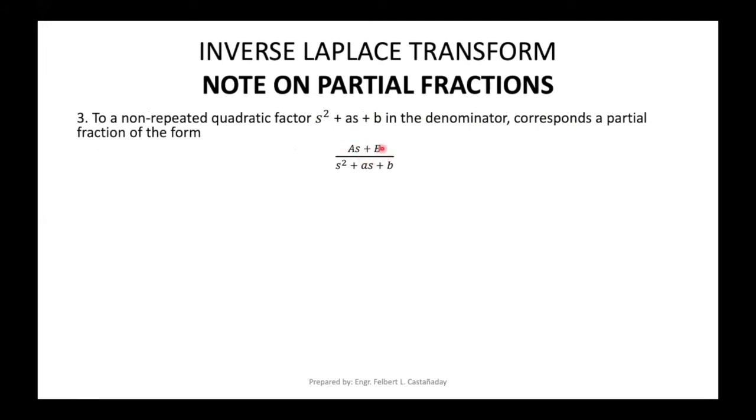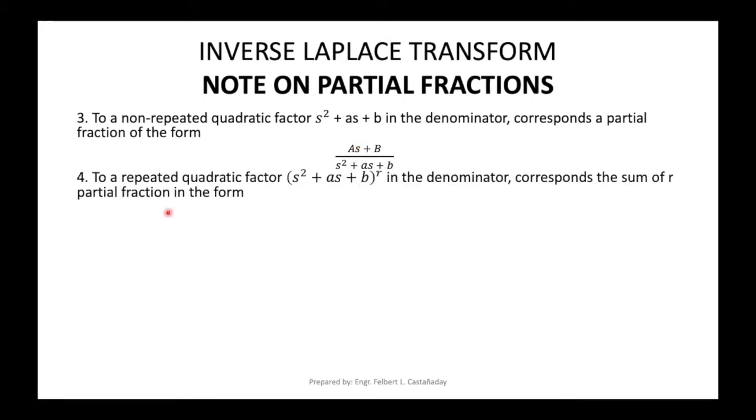So take note of these constants in your numerator, written in uppercase letters. These are the constants that we need to determine. Over s squared plus as plus b, or simply you can differentiate the denominator, multiplying it to the first term, this constant. So it can be 2s times a times this uppercase letter.